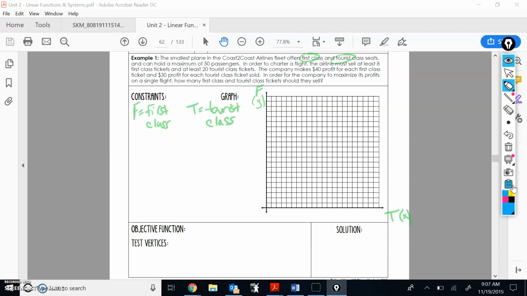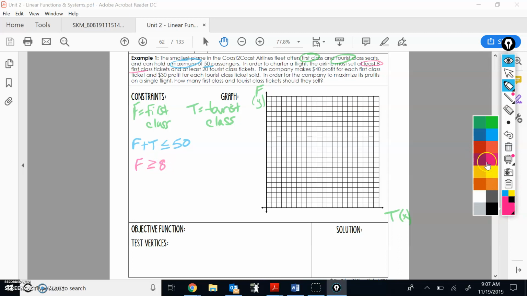So now we have to come up with some inequalities. It says between first class and tourist class, they can hold a maximum of 50 passengers. That means if we take F and T added together, can't be more than 50. Next one says, in order to charter a flight, the airline must sell at least 8 first class tickets. That means first class must be at least 8.